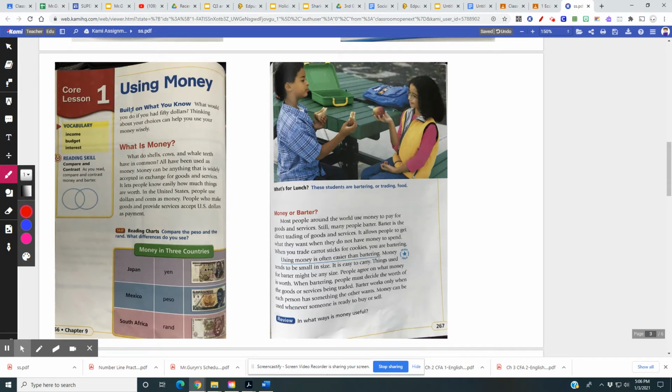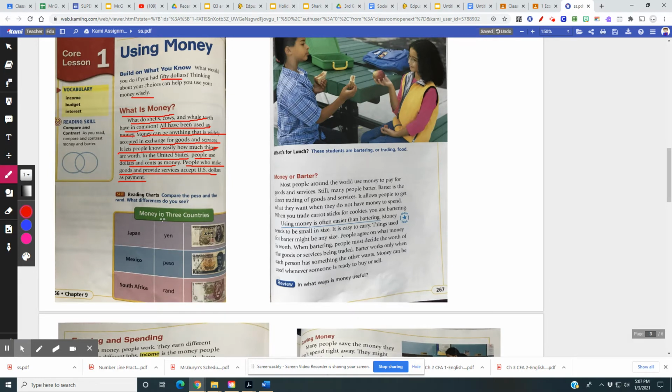Using money. Build on what you know. What would you do if you had $50? Thinking about your choices can help you use your money wisely. What is money? What do shells, cows, and whale teeth have in common? All have been used as money. Money can be anything that is widely accepted in exchange for goods and services. It lets people know easily how much things are worth. In the United States, people use dollars and cents as money. People who make goods and provide services accept US dollars as payment.